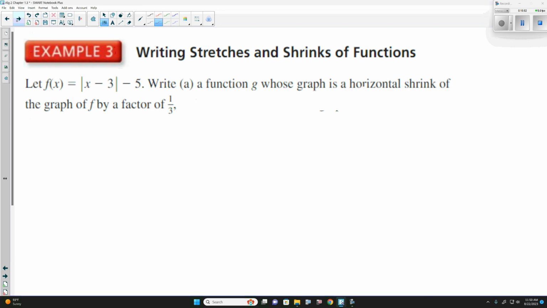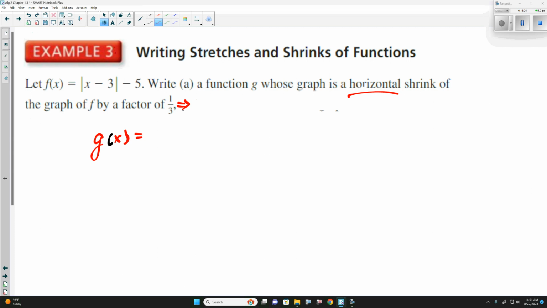Now this one here, I do need you to change the note sheets, because this time we're writing a function g of x whose graph is a horizontal. We're actually going to do horizontal for these here. Because the only real trick, so horizontal shrink of the graph by a factor of 1/3. We have to change it because it's horizontal.